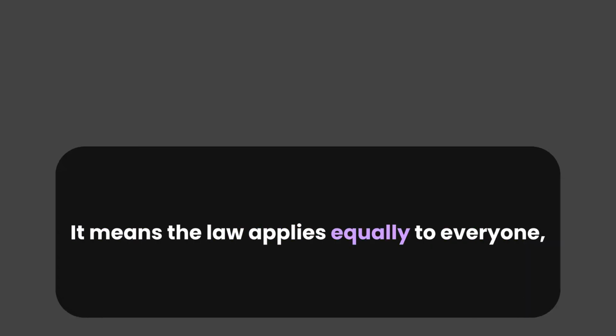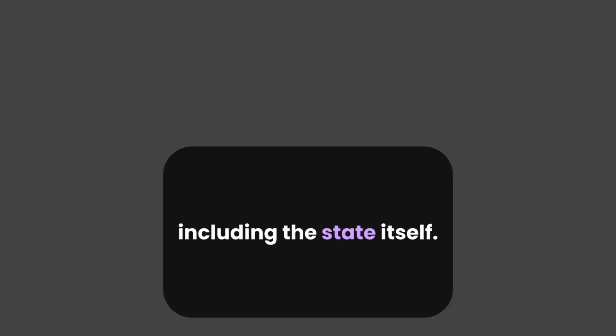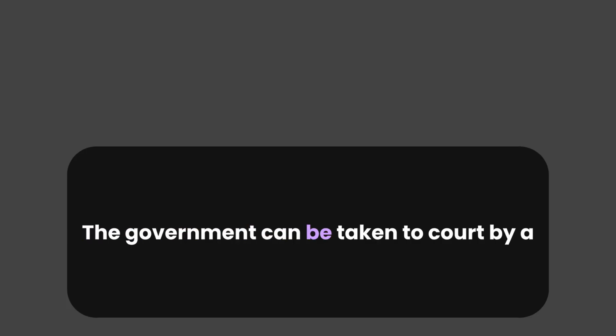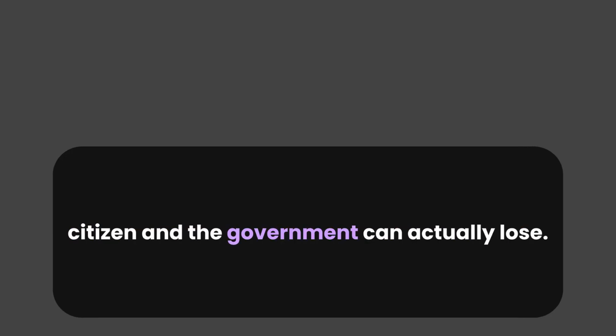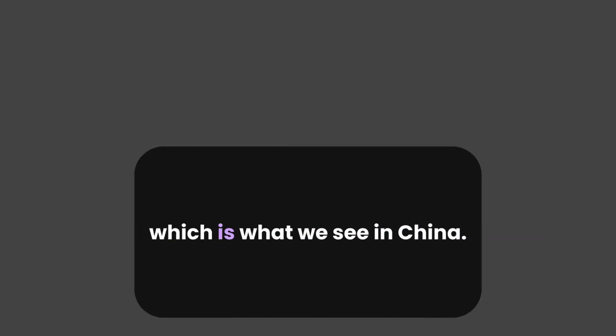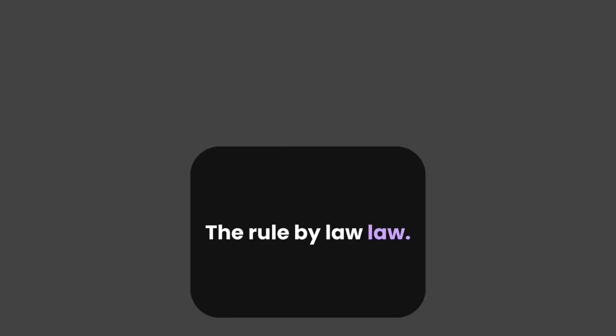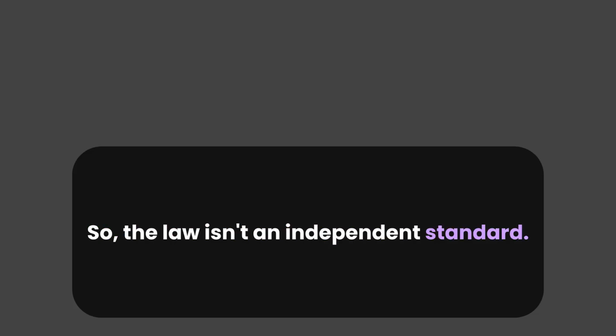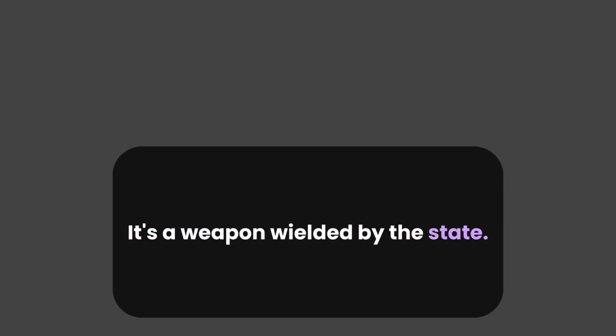And rule of law is a critical concept. It means the law applies equally to everyone, including the state itself. The government can be taken to court by a citizen, and the government can actually lose. Right. We have to contrast that with rule by law, which is what we see in China. The rule by law, so the law isn't an independent standard, it's a weapon wielded by the state.